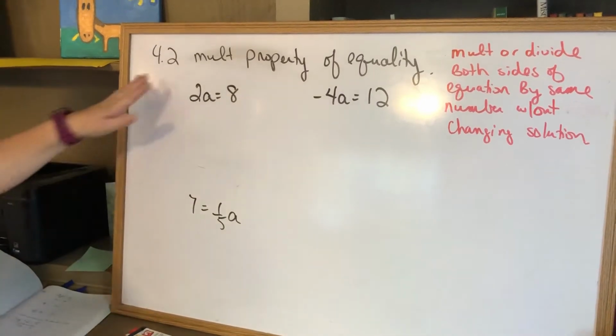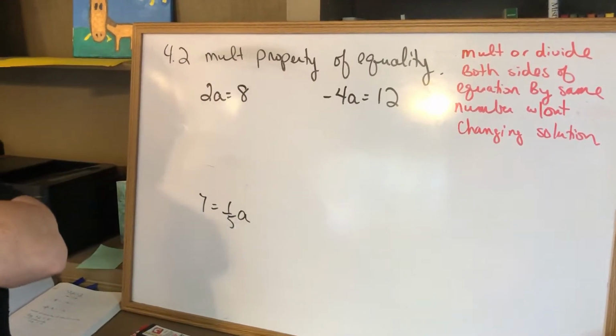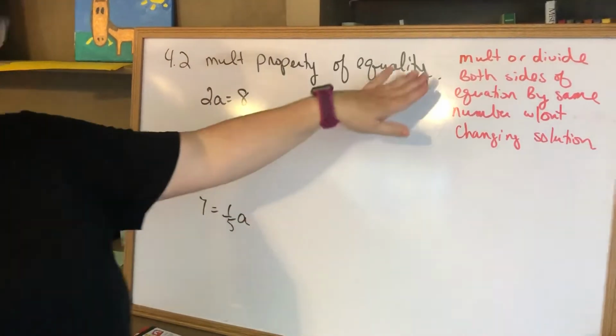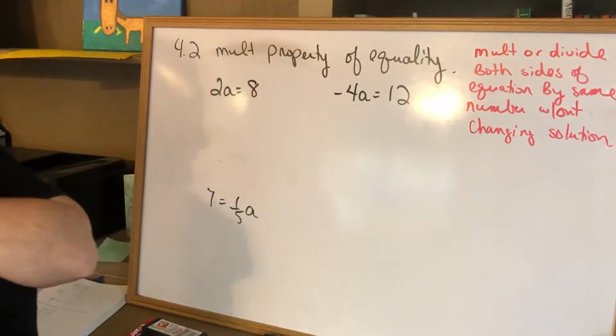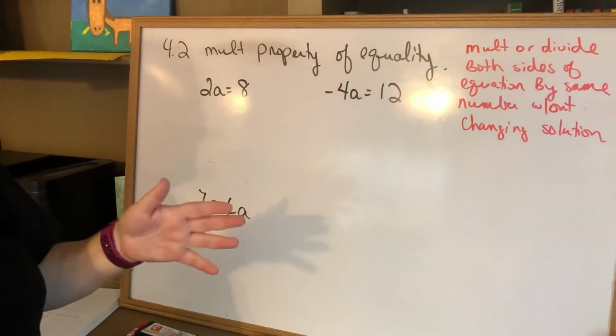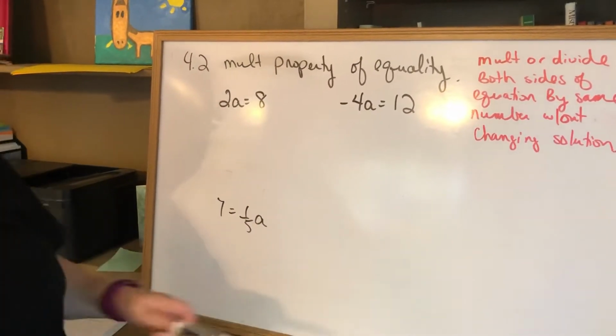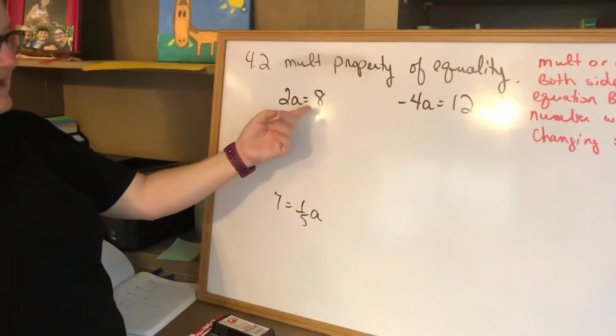Okay, in this video today we're going to talk about the multiplication property of equality. And what that says is that we can multiply or divide both sides of an equation by the same number without changing the solution to the equation. So for instance, here we have 2 times a equals 8.